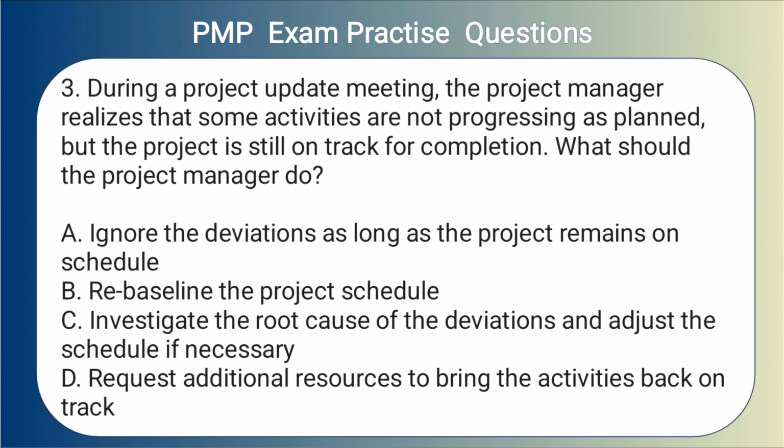3. During a project update meeting, the project manager realizes that some activities are not progressing as planned, but the project is still on track for completion. What should the project manager do? A. Ignore the deviations as long as the project remains on schedule. B. Rebaseline the project schedule. C. Investigate the root cause of the deviations and adjust the schedule if necessary. D. Request additional resources to bring the activities back on track.